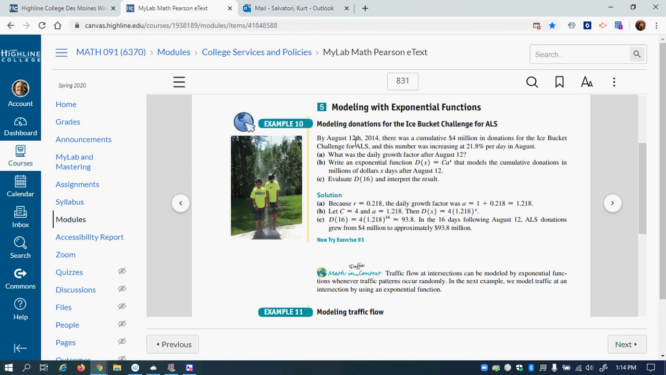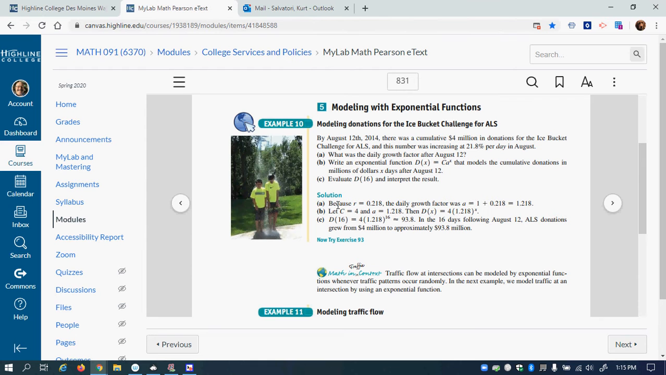By August 12, 2014, there was a cumulative $4 million in donations for the Ice Bucket Challenge. Okay, and this number was increasing 21.8% per day in August. So they want to know what the daily growth factor is after August 12th, and then write an exponential equation and then evaluate it at 16.